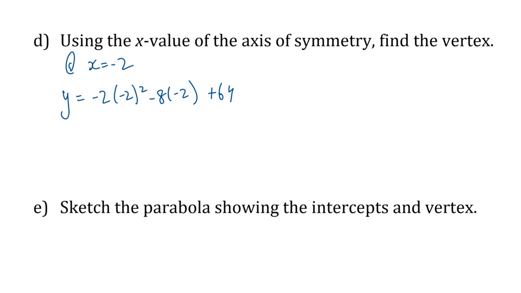Okay, negative 2 squared is positive 4, times negative 2 is negative 8. Negative 8 times negative 2 is positive 16, plus 64, and that works out to 72. Therefore, our vertex is negative 2, 72. Okay?